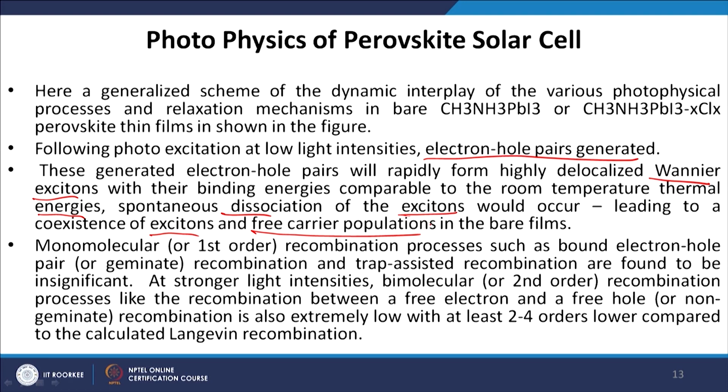Monomolecular or first order recombination processes, such as bound electron hole pair or geminate recombination and trap assisted recombination, are found to be insignificant. At stronger light intensity, bimolecular or second order recombination, like the recombination between a free electron and a free hole, or non-geminate recombination, is also extremely low, at least 2 to 4 orders lower compared to that calculated by Langevin recombination. So, there are various kinds of recombinations.